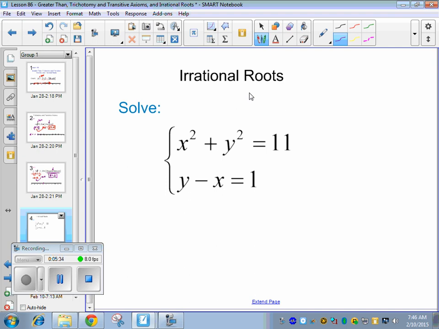We started this one yesterday. We had kind of easy ones yesterday. Now we have irrational roots. So watch and see what happens. Okay, again, this right here on the top is a circle. And right here we have a line. So we're still finding where the circle and the line cross. Okay, so we're going to use substitution again.